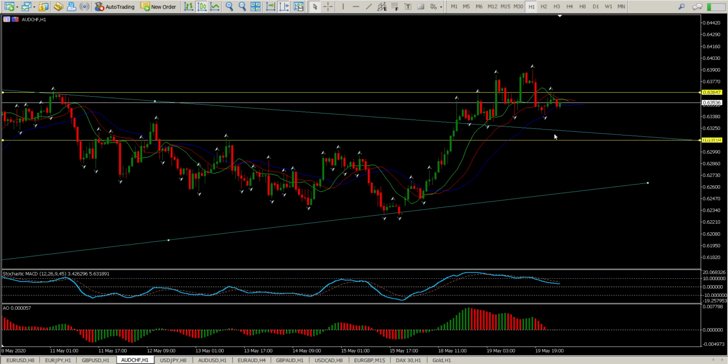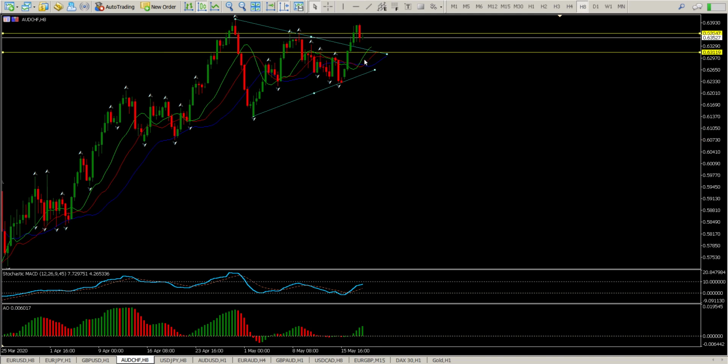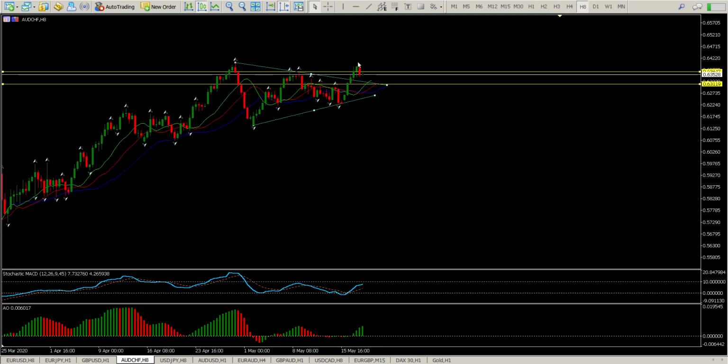0.63119. That should line up with this diagonal trend line. It should line up with some structure to the left, and that would give me an opportunity to be long. Just running back to the 8 hour, you can see we've got a crossover of the alligators. Alligators are pointing up. I want to see a pullback onto the 8 hour fractional, which is pretty much right there, 0.63119.